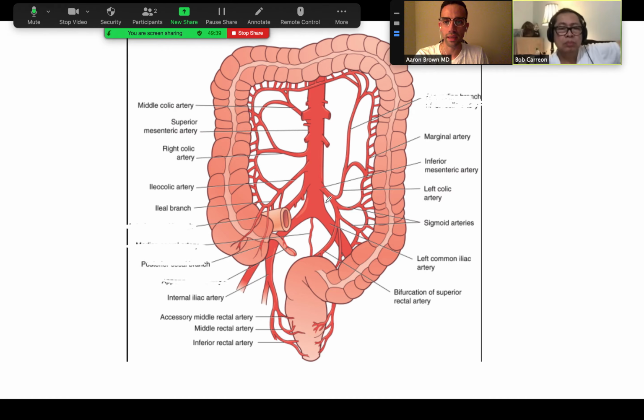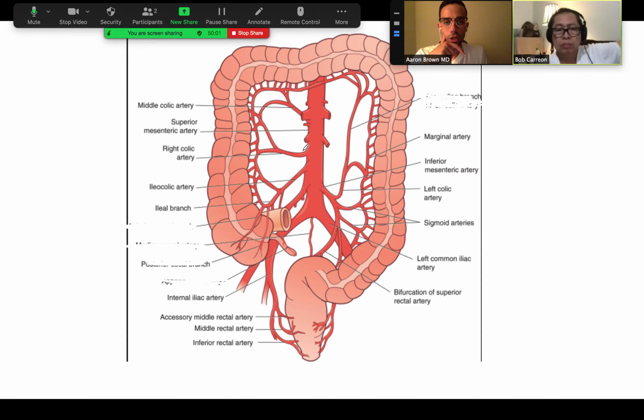Looking at the SMA, you can see that the SMA provides quite a bit of blood supply. Not all of it is shown here. You can see a lot of the blood supply to the large colon. However, there's also, of course, the blood supply to the duodenum, the jejunum, and the ileum. It really supplies the blood for all of that.